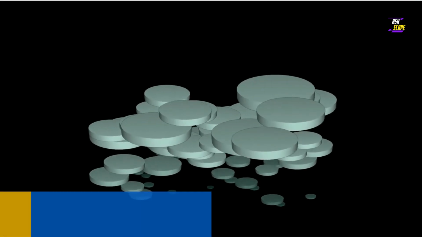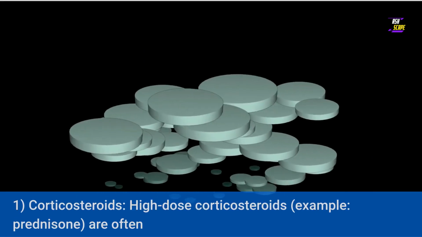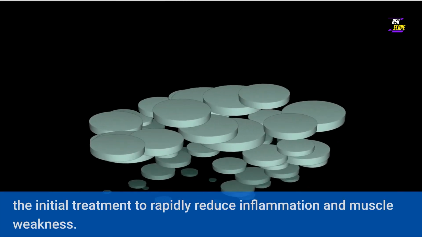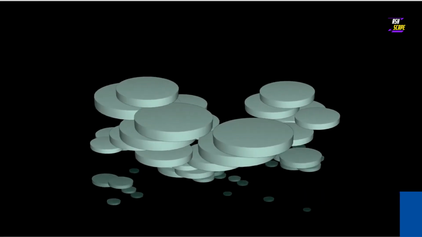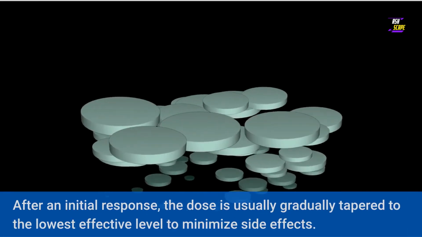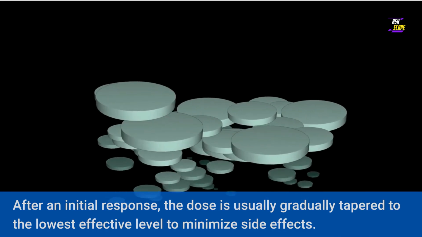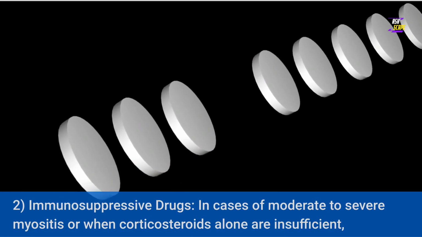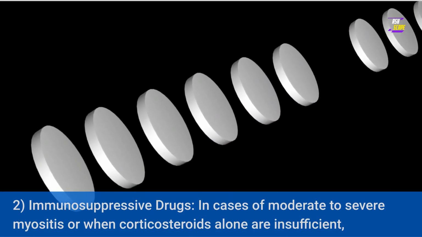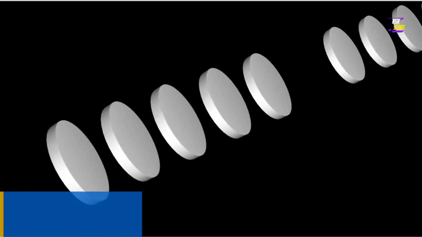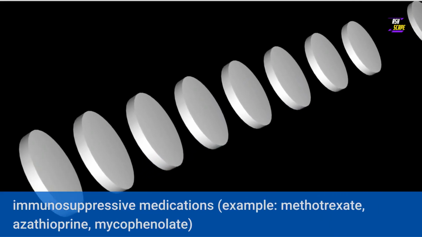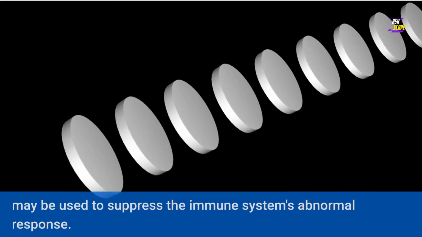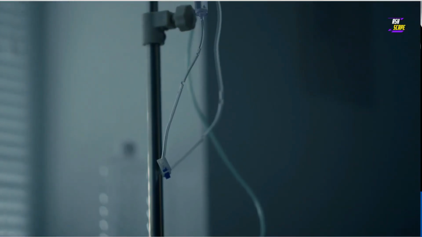Medications. 1. Corticosteroids. High-dose corticosteroids, for example prednisone, are often the initial treatment to rapidly reduce inflammation and muscle weakness. After an initial response, the dose is usually gradually tapered to the lowest effective level to minimize side effects. 2. Immunosuppressive drugs. In cases of moderate to severe myositis or when corticosteroids alone are insufficient, immunosuppressive medications, for example methotrexate, azathioprine, mycophenolate, may be used to suppress the immune system's abnormal response.